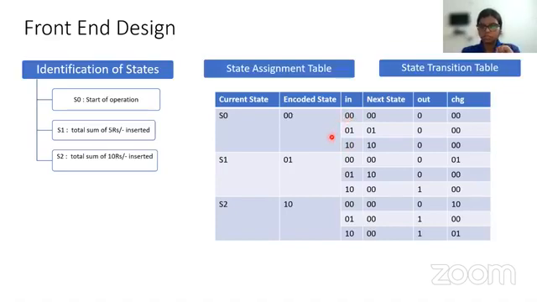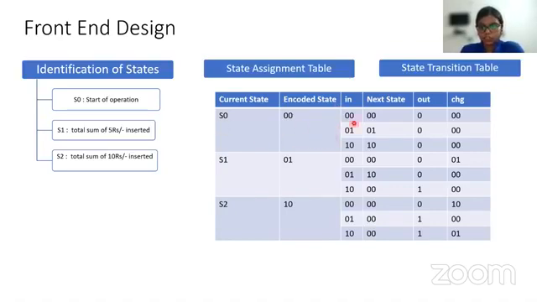So these are the three inputs possible, and these three inputs are available with each and every state. Even for S1, only these three inputs are possible. For S2 also, only these three inputs are possible. Right? So let's see what happens at S0 when we are providing these three inputs.